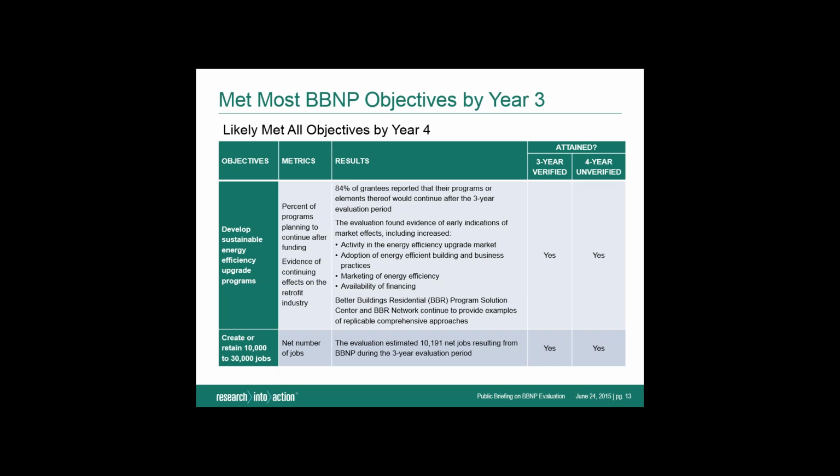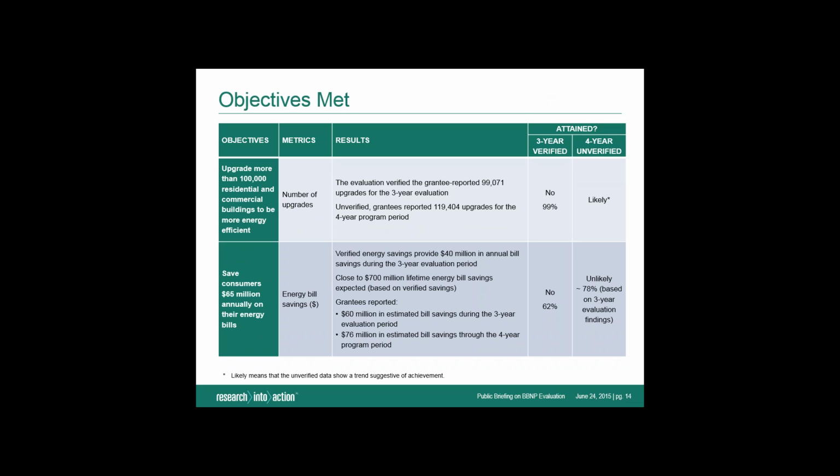BBNP did create jobs. We estimated that they created over 10,000 net jobs resulting from the effort during the 3-year evaluation period. So each of these goals was attained as verified, and for the 4th year we can say also attained. BBNP set a goal of at least 100,000 residential and commercial buildings to be upgraded. They almost achieved that goal at the end of the 3rd year. They had 99,000 upgrades at the end of the 3-year period that we verified. They reported 119,000 after that period. So we believe that it is likely to assume that in the 4th year they achieved their goal.